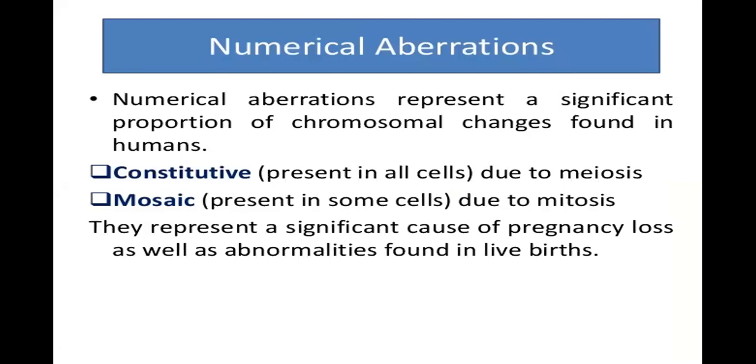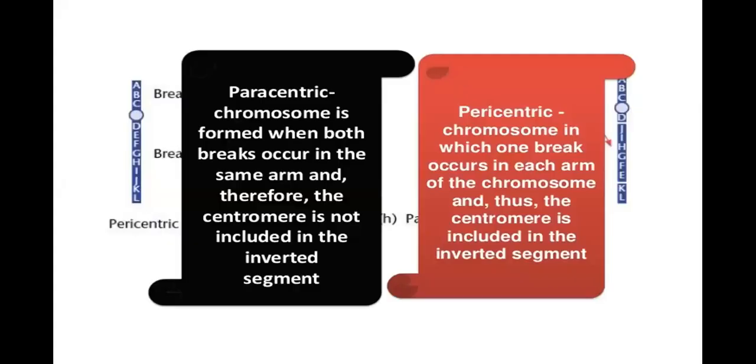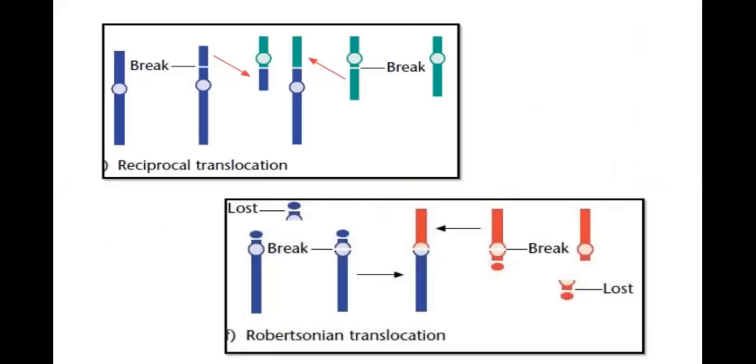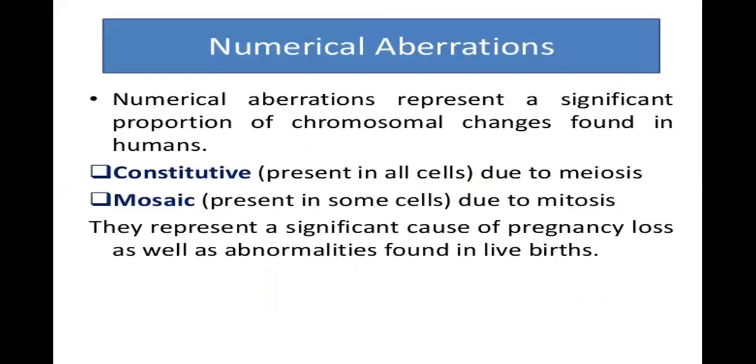Numerical aberration. Numerical aberrations represent a significant proportion of chromosomal changes found in humans. Constitutive, present in all cells due to meiosis. Mosaic, present in some cells due to mitosis. They represent a single significant cause of pregnancy loss as well as abnormalities found in live birth. So those were the structural aberrations. Now we are going to see what numerical changes can occur in the chromosome.